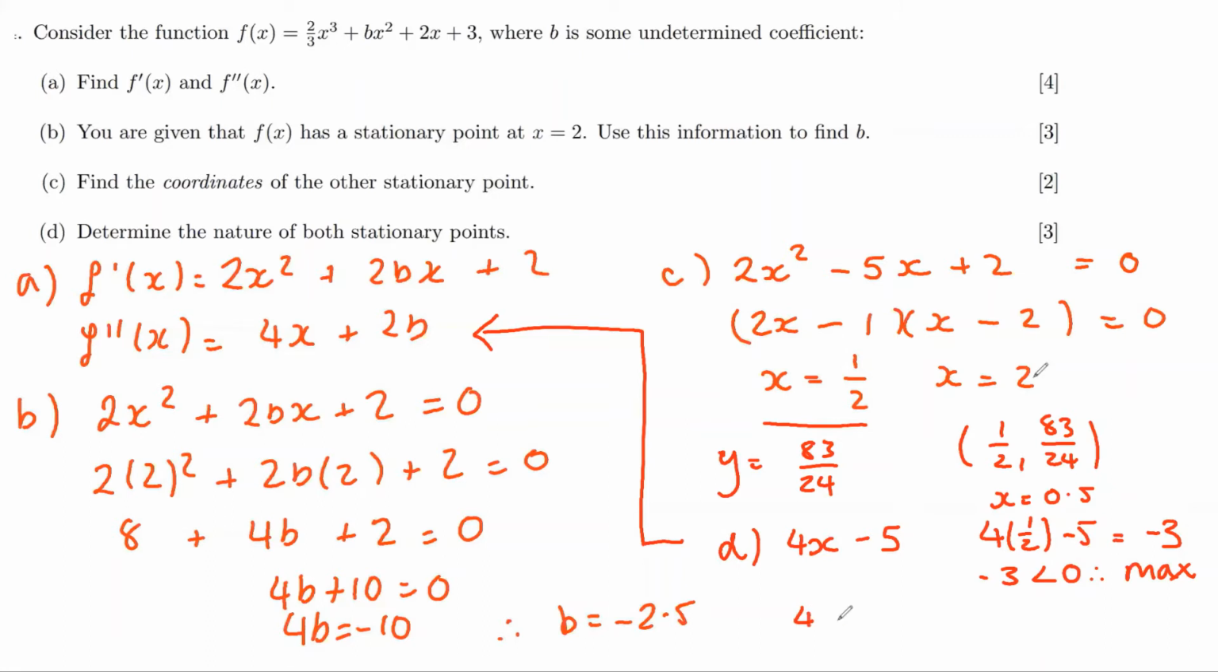And we can do the same with x equals 2. So that gives us a value of 3. Now 3 is greater than 0 and therefore it is a minimum value. So in this video we've looked at the nature of stationary points and whether these are maximum or minimum points using the second derivative.